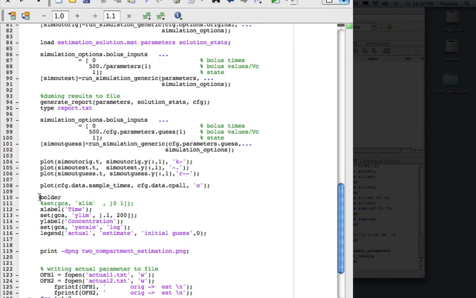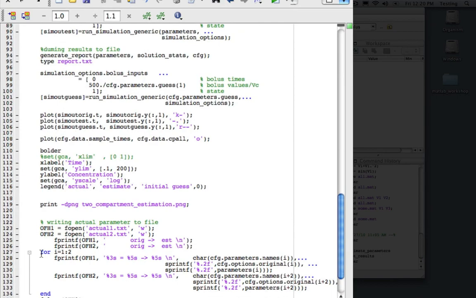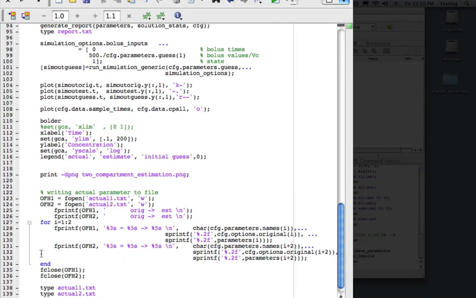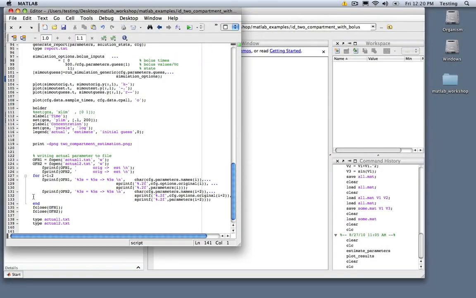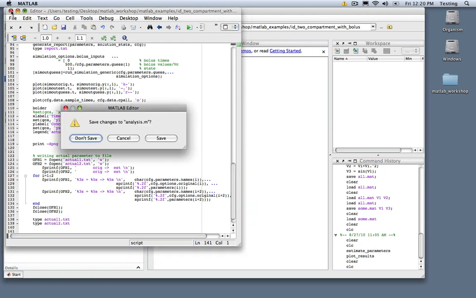Next, I use Boulder to make it thicker, and then I go through and do some labeling, and then I dump it all to a file. And then down here, I'm actually writing values to a file, but we don't need to be concerned about that. Okay. So that is the estimation routine, and that is the plotting routine.